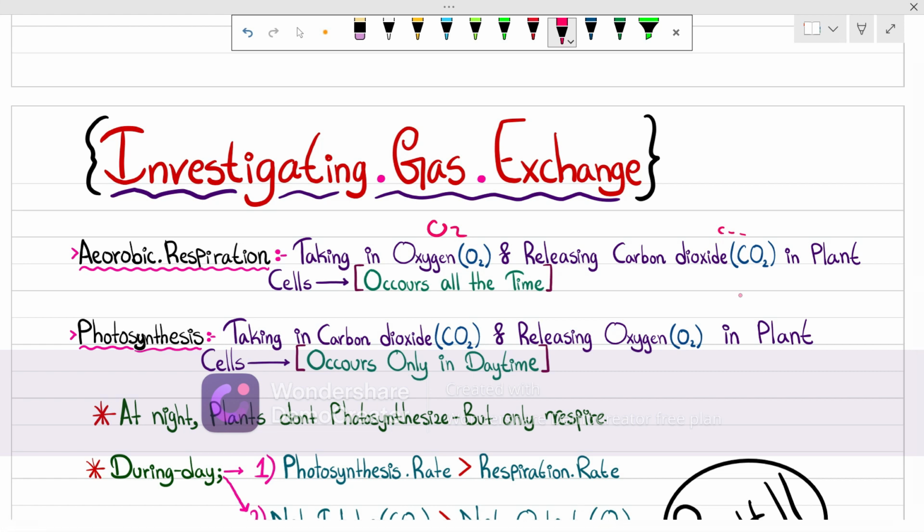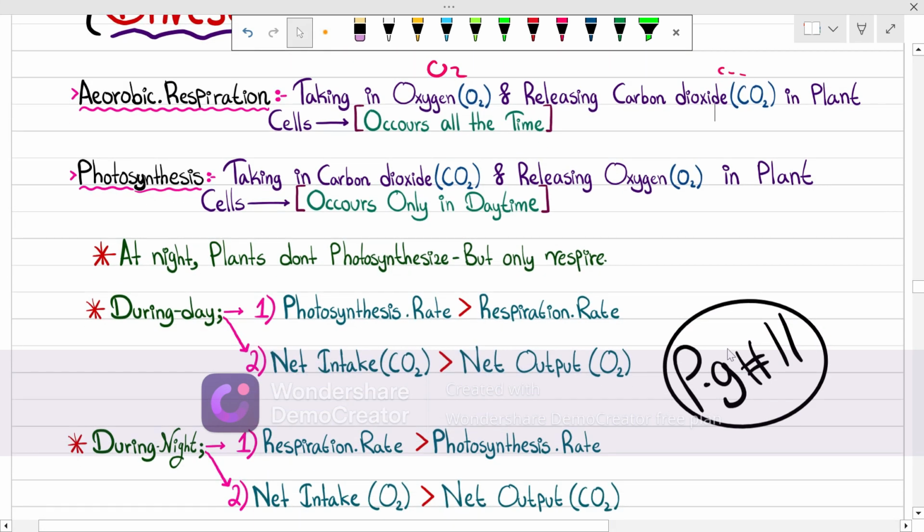Photosynthesis is the opposite of aerobic respiration. During photosynthesis, plants take in carbon dioxide and release oxygen, and it only occurs in the daytime because plants only receive sunlight during the daytime, so they're only able to use light energy to convert carbon dioxide and H2O into glucose and oxygen during the daytime. So at night, plants don't photosynthesize, but they only respire.